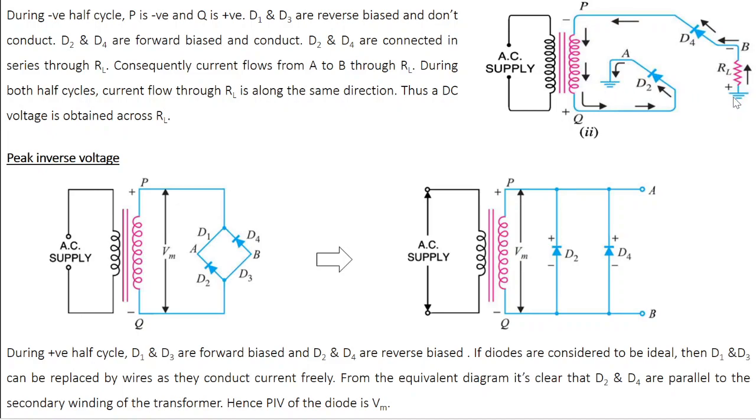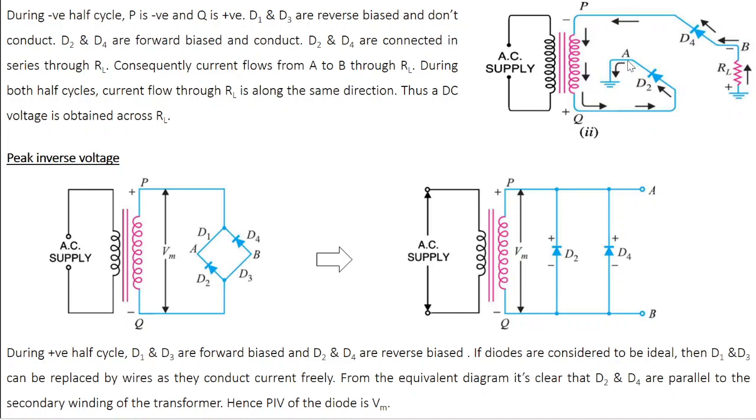This ground point is same as this point, so current will emerge from here. It will flow through RL through D4 and finally it ends in the negative terminal P. So once again, the current flows as though the two diodes D2 and D4 are connected in series, and if you look at the direction, it is same as that of the positive half cycle.